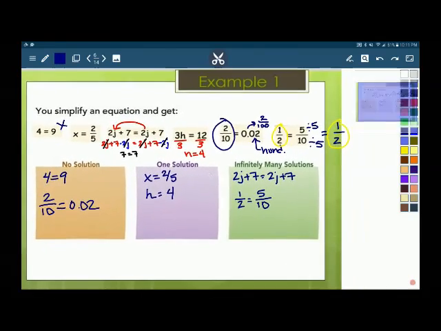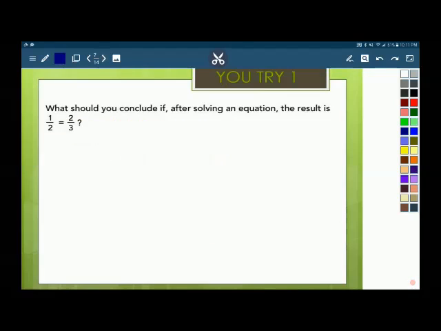Okay, so we examined how after simplification or just the way that you're presented equations, how you can draw conclusions upon how many solutions there are in each one. Let's have you give this a try in your first U-try.